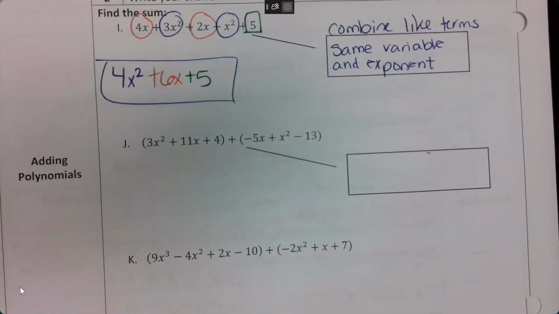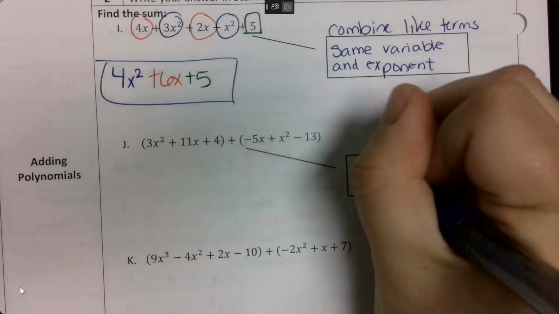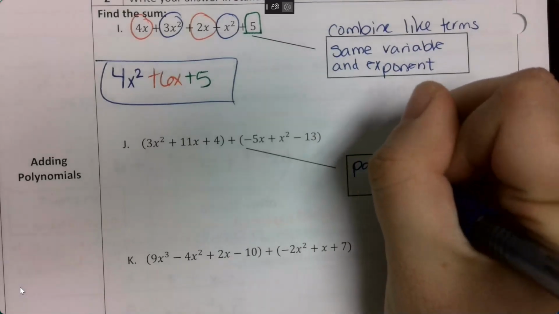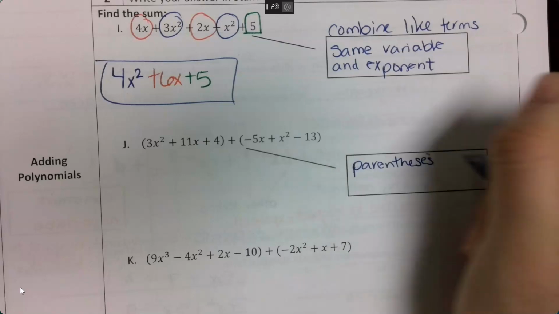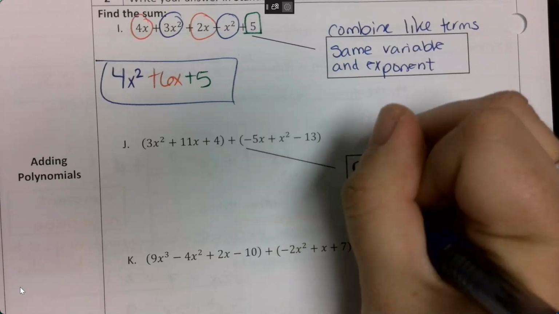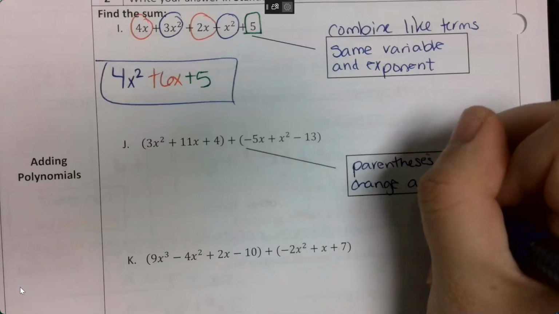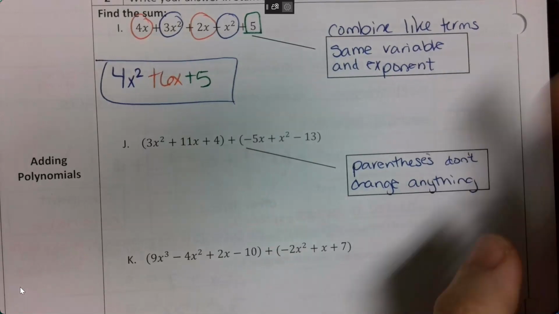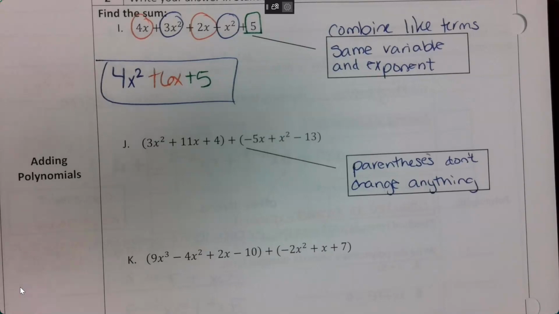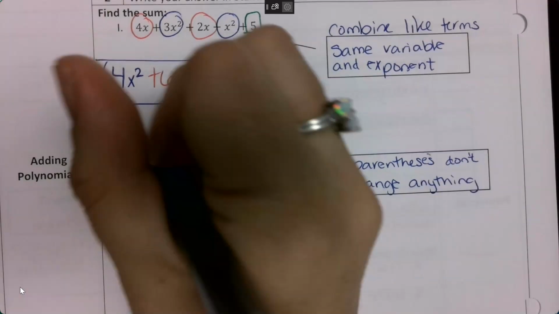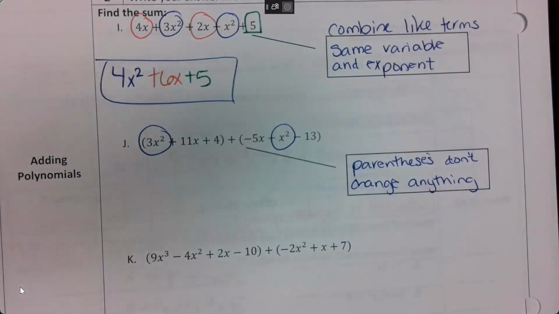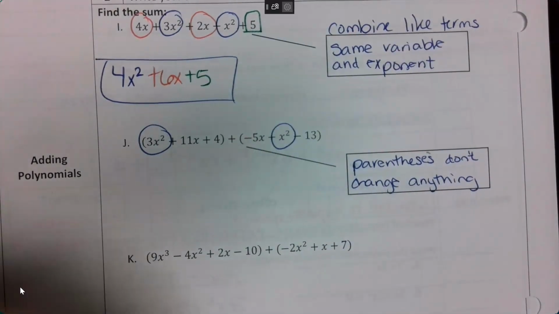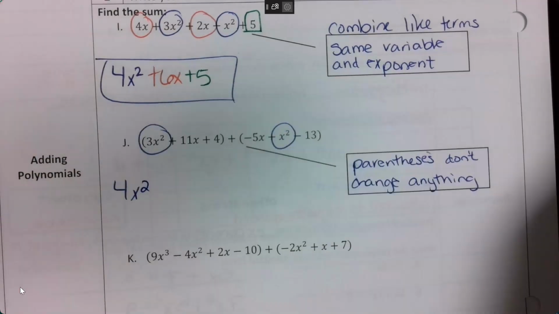So I have another example. This one has parentheses. Parentheses don't change anything. So what's my highest exponent here? X squared. So I'm going to add the 3x squared and the x squared together. What's 3 plus 1? Okay, my next highest exponent?